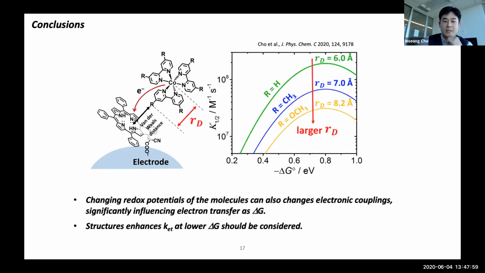So the conclusion is that we quite often change the electronic structure of the redox active molecule by attaching simple molecular methyl groups or tertiary butyl groups or whatever. But it changes not only the electronic structure, but also the electronic coupling, which might significantly affect charge transfer as delta G does. So from the viewpoint of designing the molecule, we need to consider a structural moiety that doesn't decrease the electronic coupling, but actually increases it, hence increasing charge transfer rates.